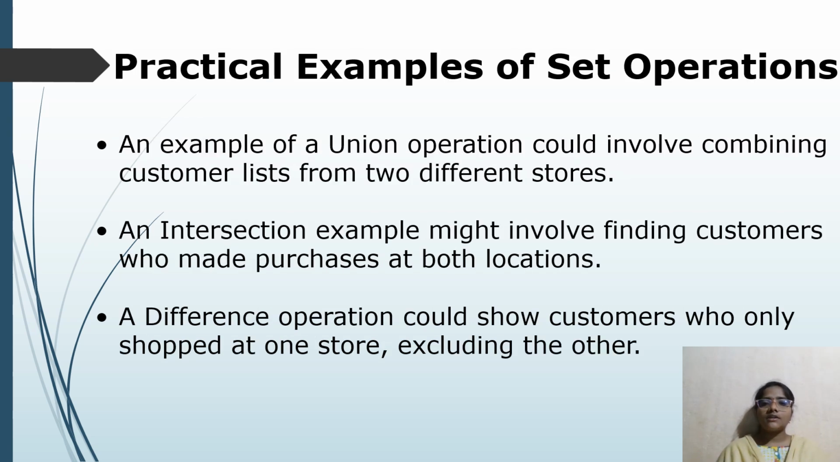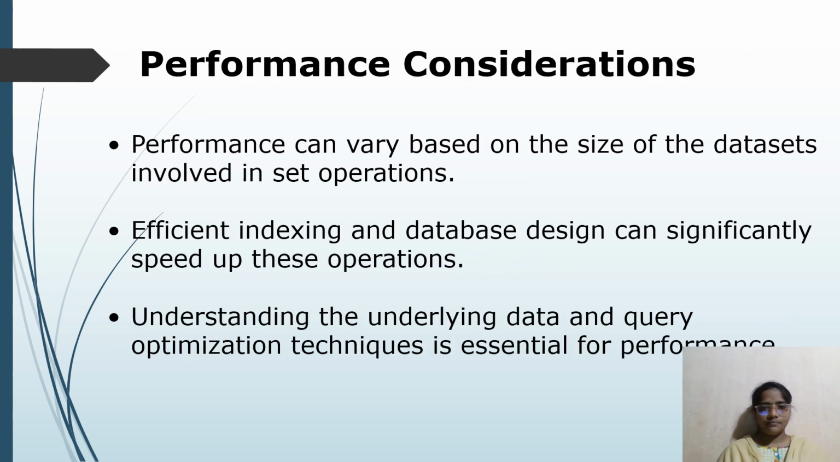These are the practical examples of set operations. An example of a union operation could involve combining customer lists from two different stores. An intersection example might involve finding customers who made purchases at both locations. A difference operation could show the customers who only shopped at one store, excluding the other.